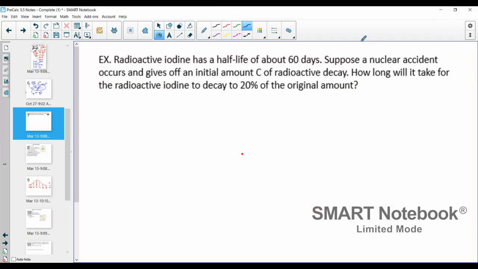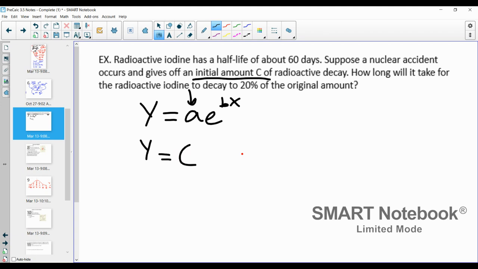Okay. So I'm going to start with, it's got a half-life of about 60 days. The nuclear accident occurs and gives off an initial amount C of radioactive decay. And how long will it take for the radioactive iodine to decay to 20%? Okay. So the first thing, again, we're going to start with y equals a e to the bx. My initial amount A is always my initial amount. I'm going to replace that with C because that's what they were saying in this problem, the initial amount is C. And so I'm going to say now y equals C, that's the initial amount, e, and what else do I have? I have 60 days, so a half-life of 60 days.